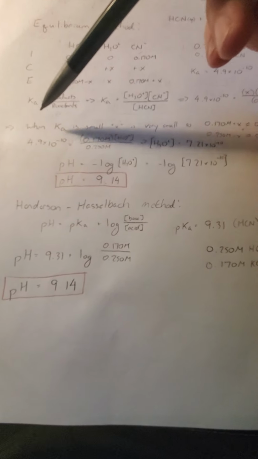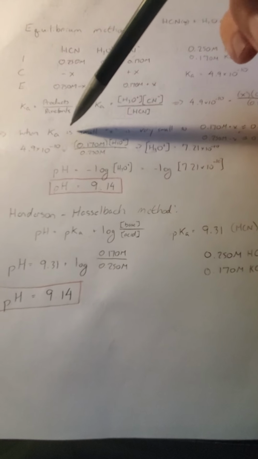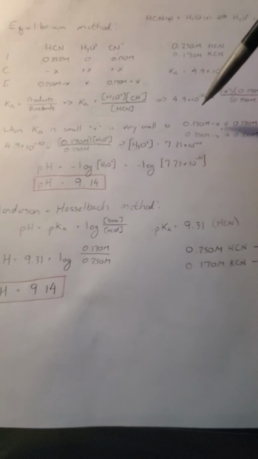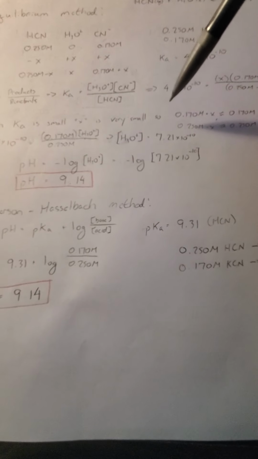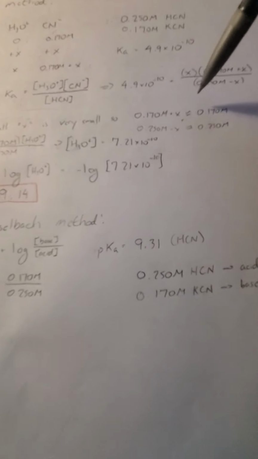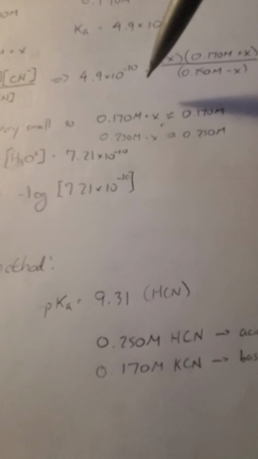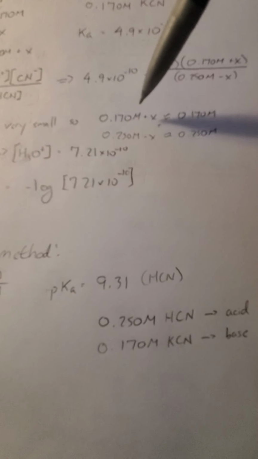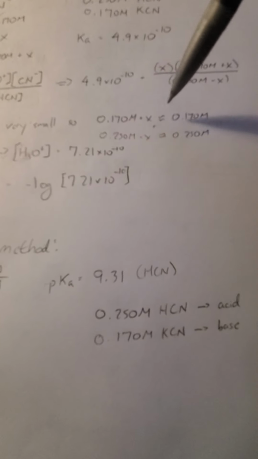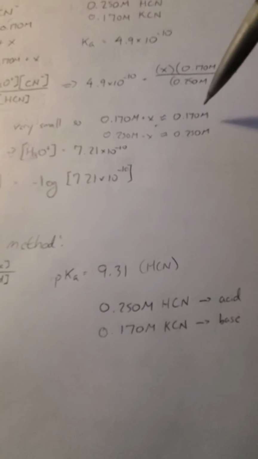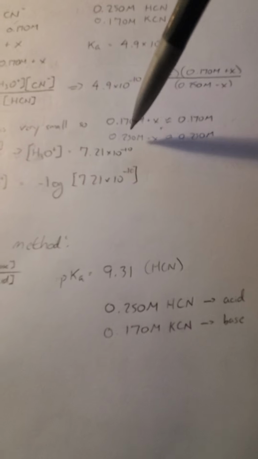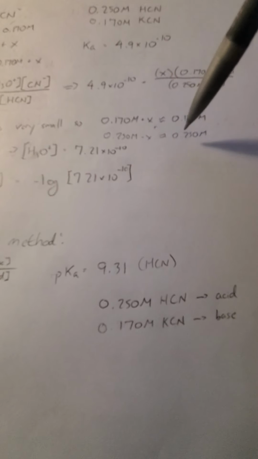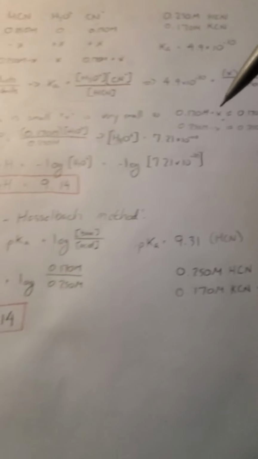And a key note here, when the Ka value is small, the x is also very small. So essentially 0.170 plus x is roughly equal to 0.17, and 0.25 minus x is roughly equal to 0.25.